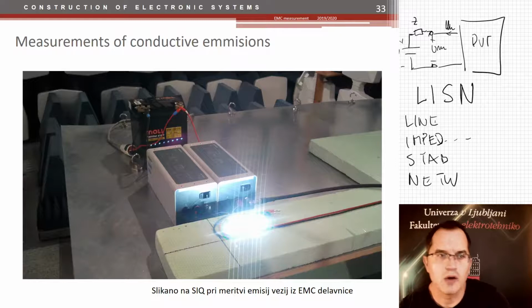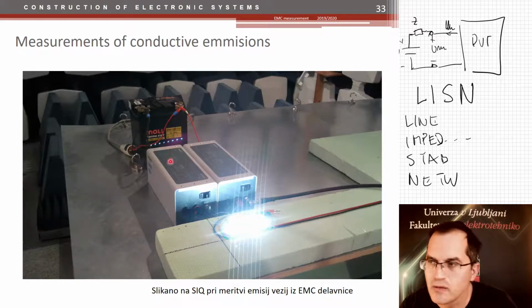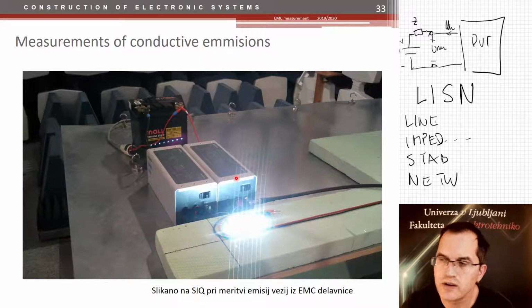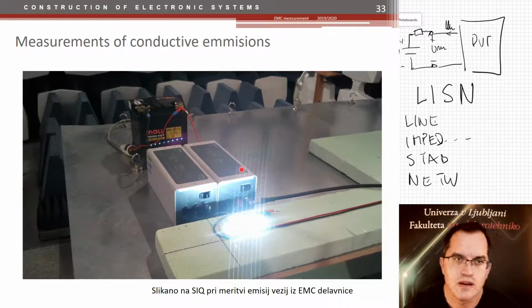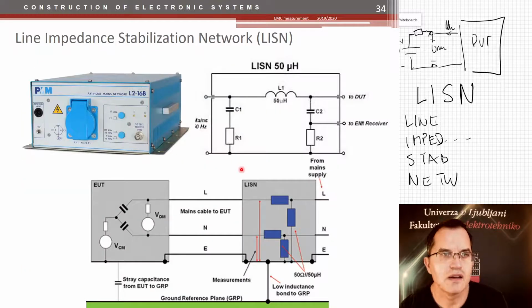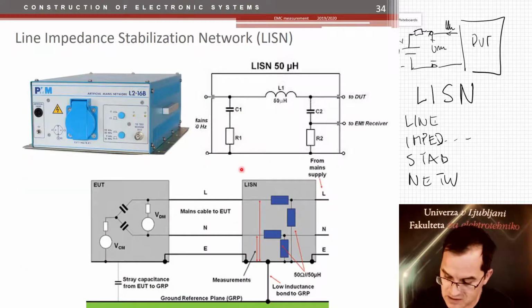Now, how do they look like? Here you see two of these LISN circuits on this measurement table, which are then powered by a battery. These two are used for automotive measurements. But in general, we have LISN circuits also for line power connection from mains power. Okay, so this is how a LISN looks like.